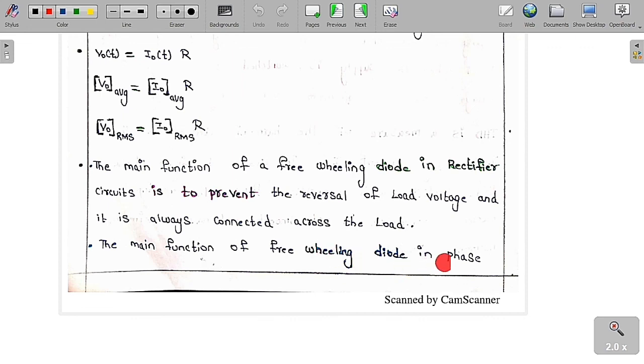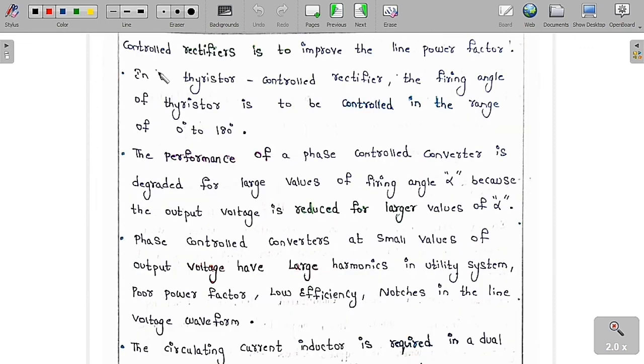The main function of a freewheeling diode in a phase control rectifier is to improve the line power factor. I've already told you, the main function of a freewheeling diode in a phase control rectifier is always to improve the line power factor.